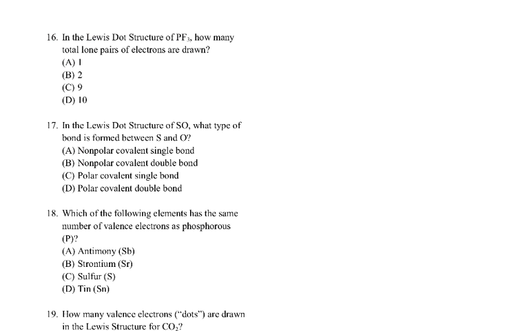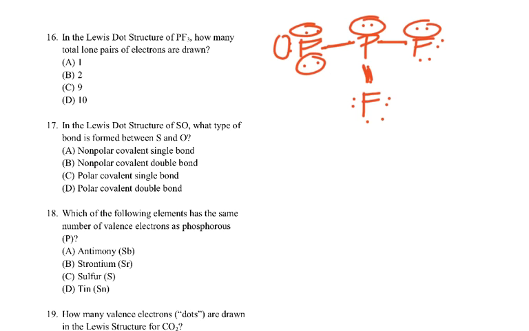16, in the Lewis dot structure of PF3, well, let's just draw PF3. P has 5 valence electrons. It can make 3 bonds. Fluorine has 7, so it can make 1 bond. And here's a fluorine, has 7, and it can make 1 bond. And here's a fluorine, it has 7, and it can make 1 bond. So how many lone pairs of electrons are we talking about? There's 1, 2, 3, 4, 5, 6, 7, 8, 9, and 10. The answer is 10 lone pairs of electrons in a PF3 molecule.